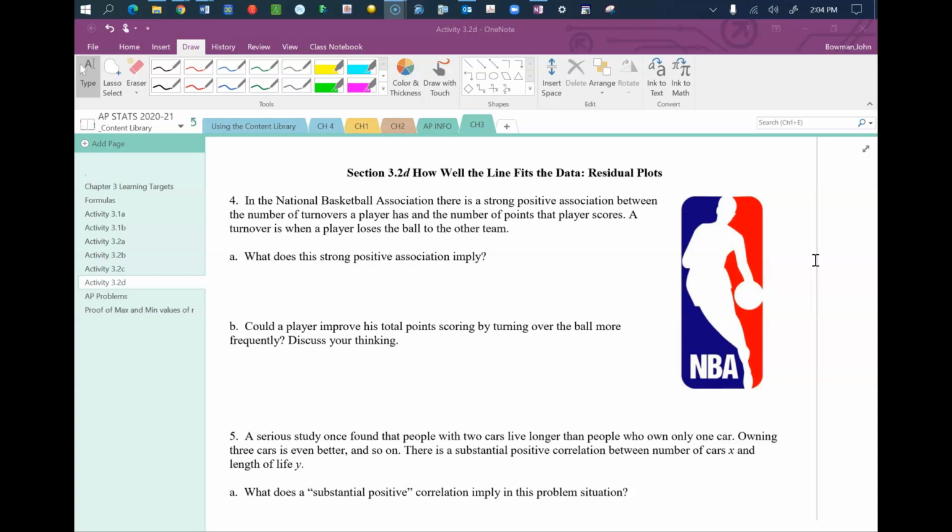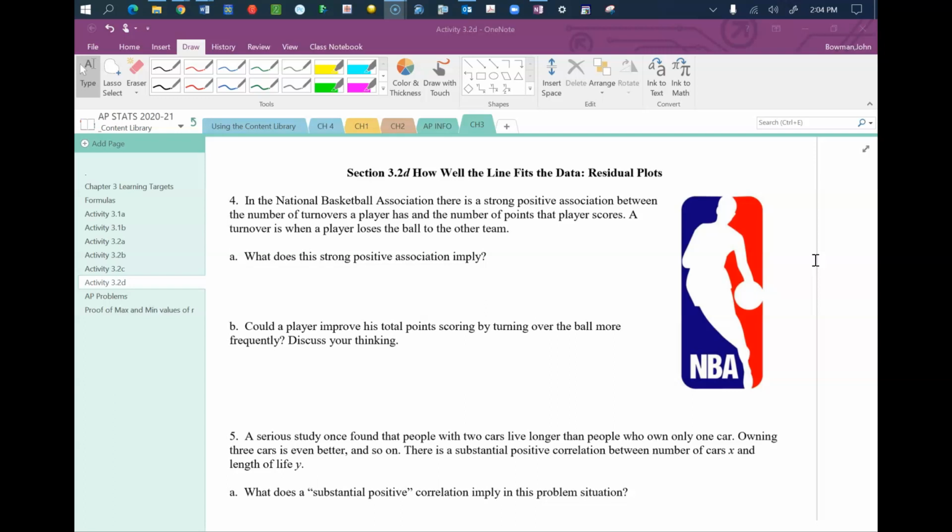And we are going to wrap up chapter 3 and this activity by talking about association versus causation. When we are talking about associations, when looking at scatter plots and least squares regression lines, they are not implying cause and effect relationships. You need to do a proper experiment to establish that. And I want to take a look at a couple of examples here.